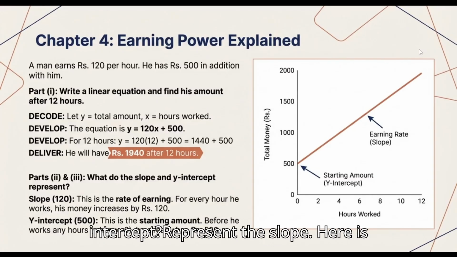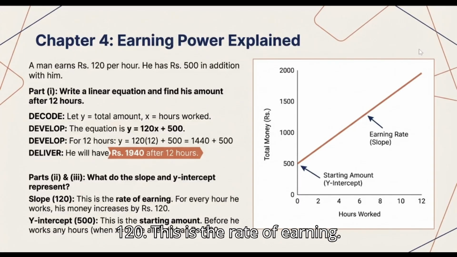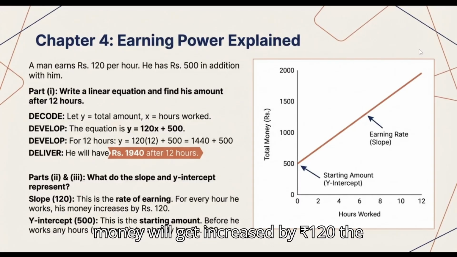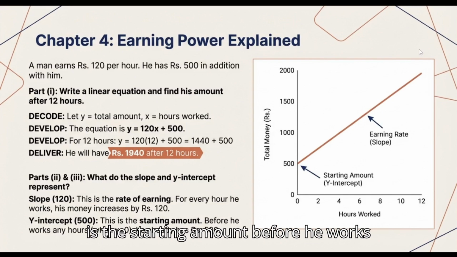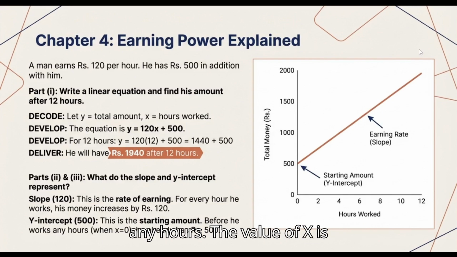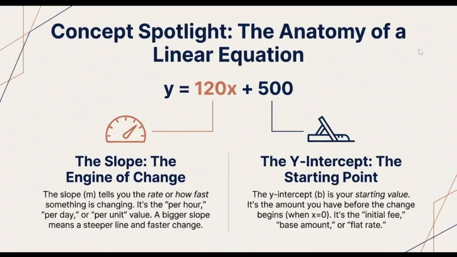The slope here is 120. This is the rate of earning. For every hour the man works, his money will get increased by 120 rupees. The y-intercept, which is C here, is the starting amount. Before he works any hours, the value of x is equal to 0. He already has 500 rupees.